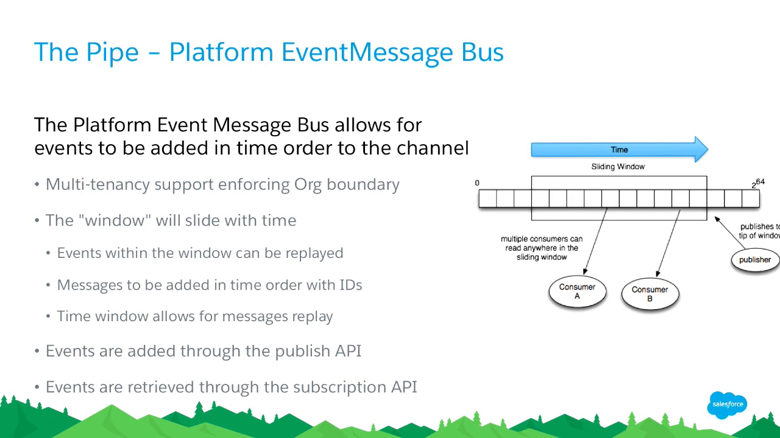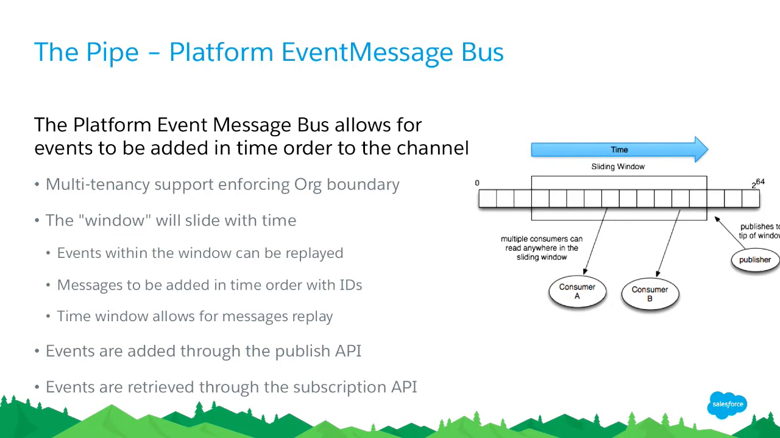Now, because of those replay IDs, we can support different replays from different consumers. As you see here, consumer A is subscribing from a very early event, and consumer B can subscribe from a later event. It's really up to the client side to determine what was the last event you saw, and whether you want the next events after it.